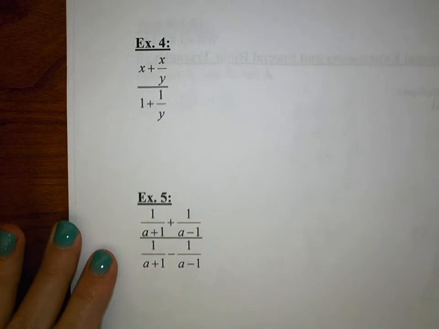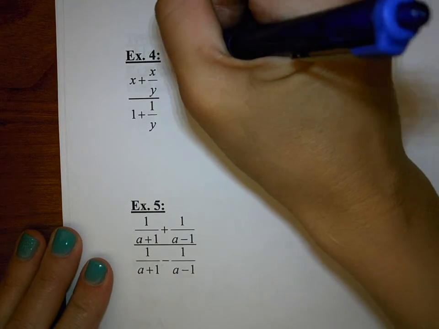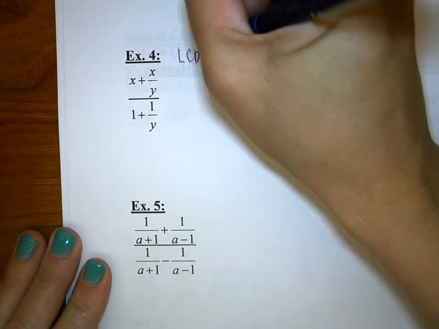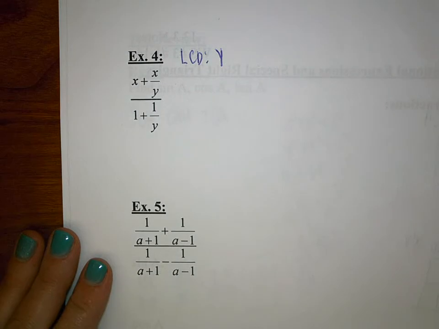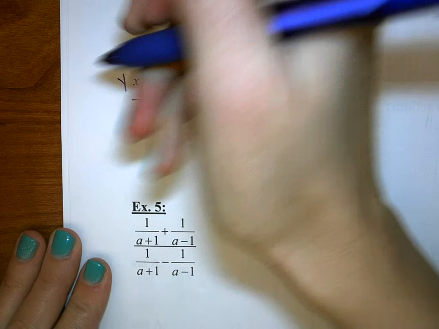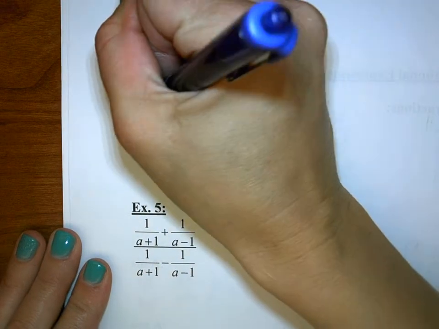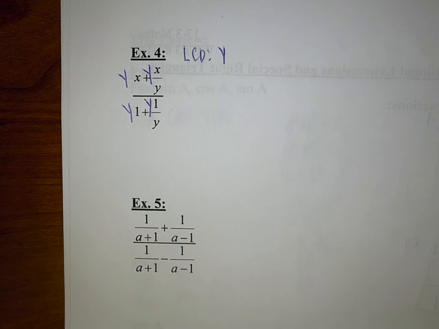So what would be my least common denominator on example 4? Just y. Now notice here there are now 4 terms. Every single term we have to multiply by the y. So I'm going to write a y next to everything. And let's see if you can finish this.